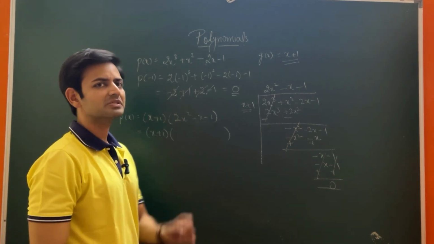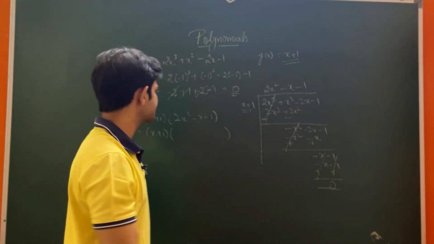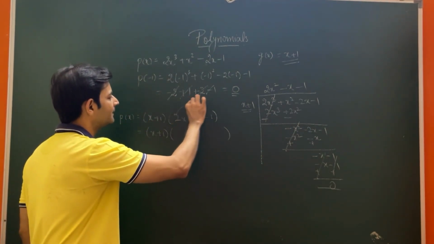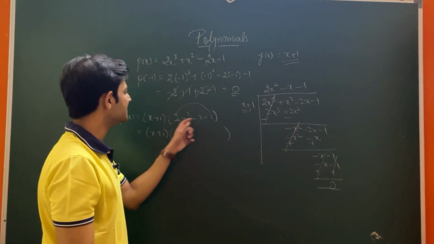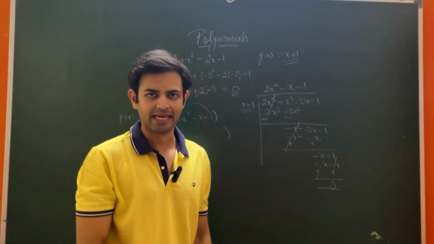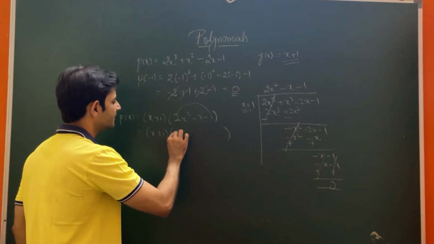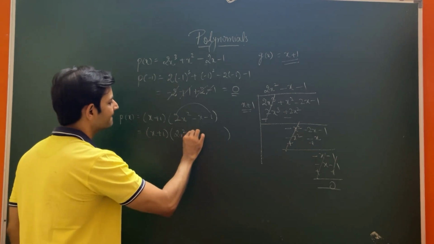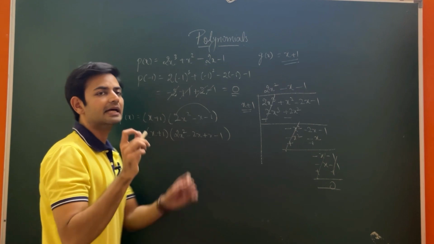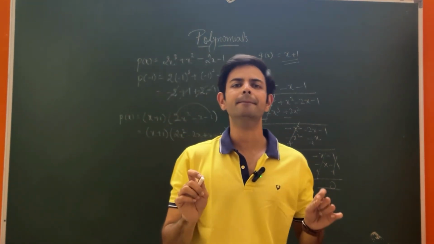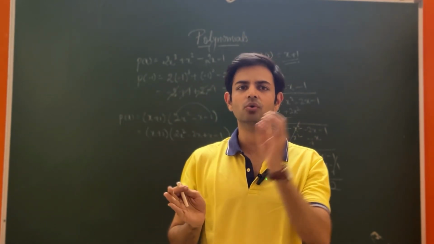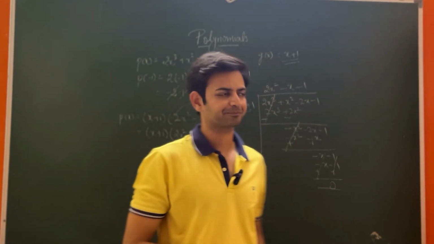Now we have to split the middle term. That is, we have to find two numbers in such a way when we multiply them we should get minus 2x squared, and when we add them we should get minus x. So my terms will be 2x squared minus 2x plus x minus 1. Splitting the middle term concept is very important for your 9th, 10th and further standards as well. So please practice it very well.